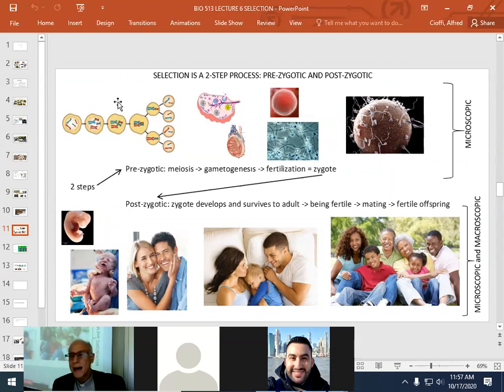And what is the boundary between the two steps is the zygote, is fertilization, all right? So we have a pre-zygotic selection and we have a post-zygotic selection. Let's look at that for a moment.